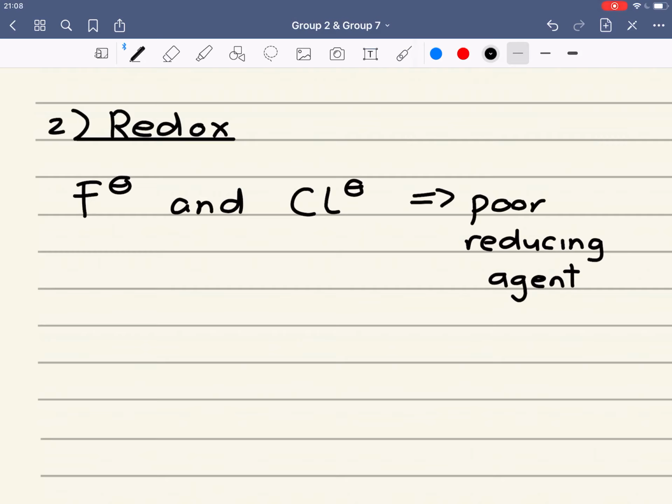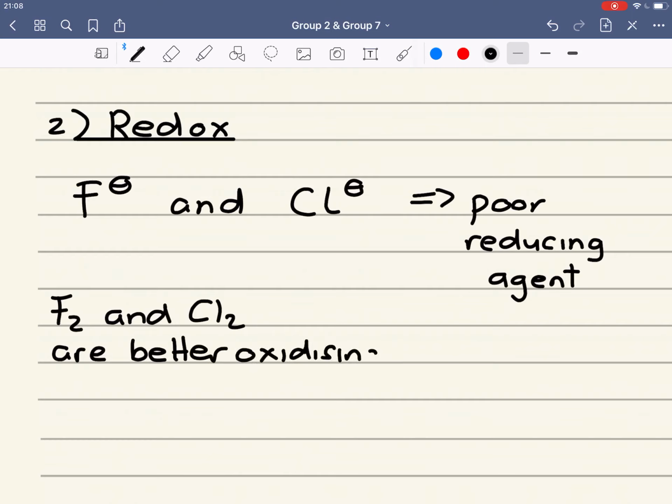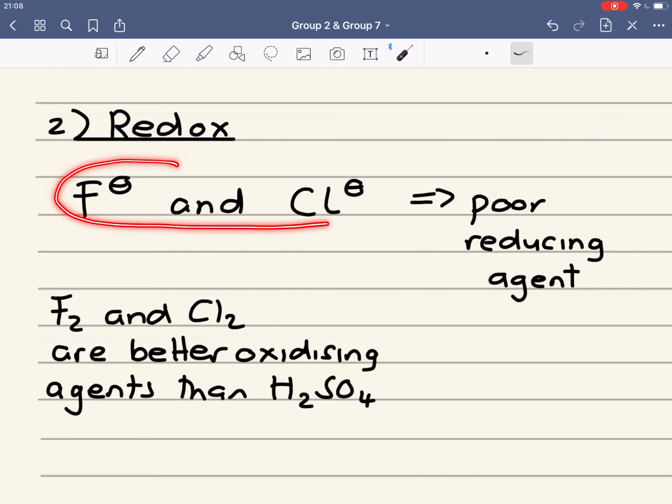We can say it another way, that basically fluorine and chlorine are better oxidizing agents than sulfuric acid. That is, fluorine and chlorine want the electron more than the sulfuric acid does. So when fluorine and chlorine have got the electron in the form of the fluoride and the chloride ion, they're not going to give their electron to sulfuric acid. So there'll be no redox reaction with fluoride ions and chloride ions. There'll be no reaction.